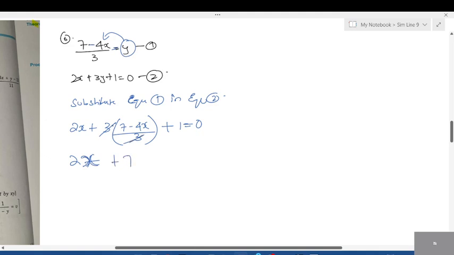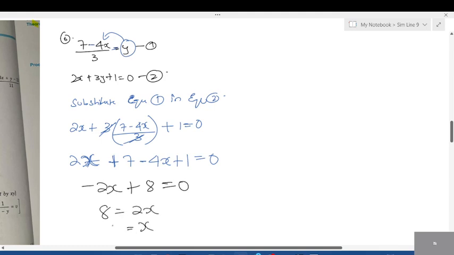Where 14, 3 and 3 gets cancelled. How can you get 14? Plus, what are the like terms? Minus 4x. What is 2x minus 4x? Minus 2x plus 8, 7 plus 1 is equal to 0. Minus 2x, right? Minus 2x is negative. Shift it to the other side. What do you get? Plus 2x.